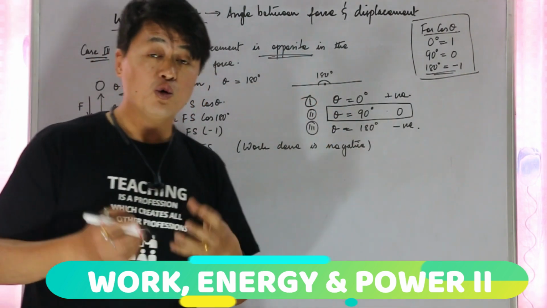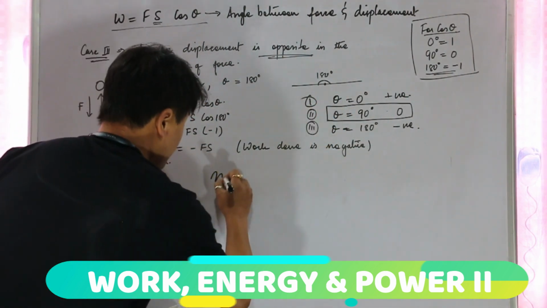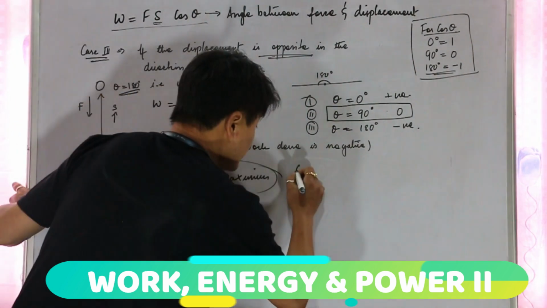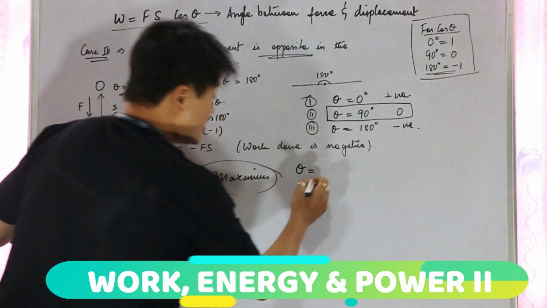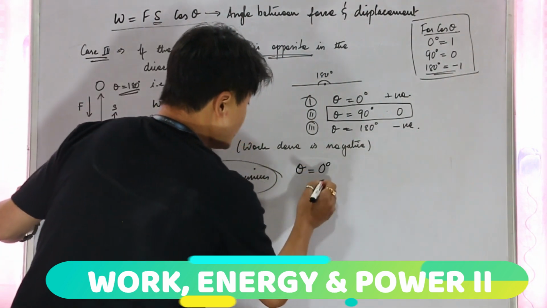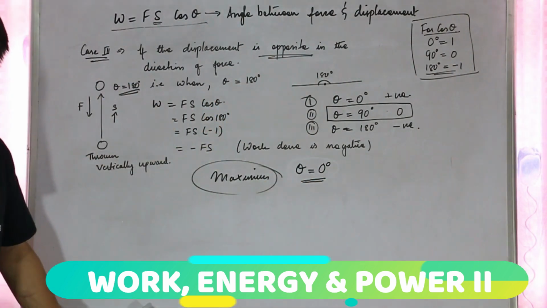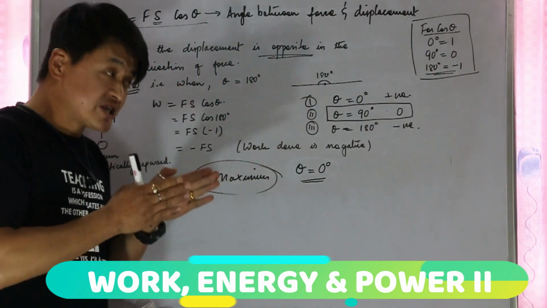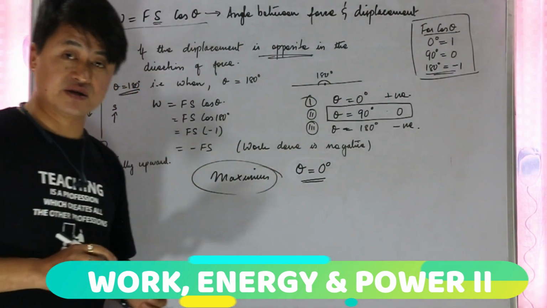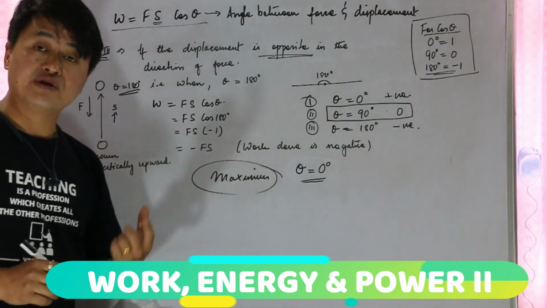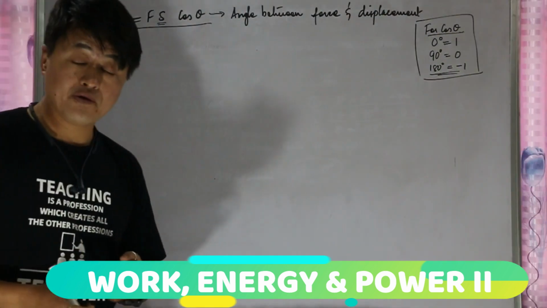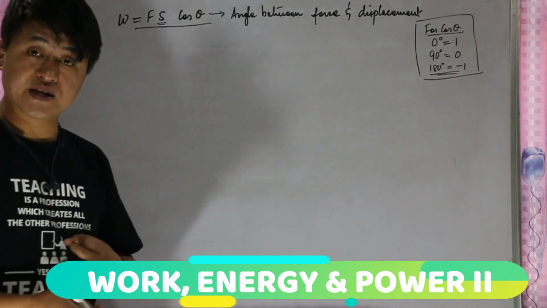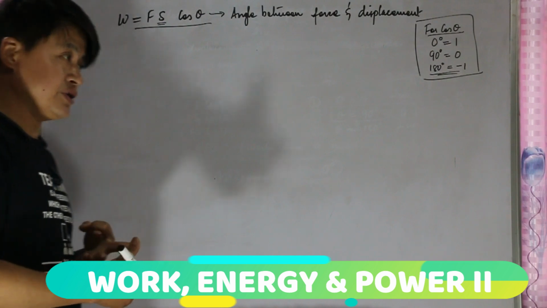Also, we have to know when the work done is maximum. When the angle between the force and the displacement is 0 degrees, we can say that the work done is maximum. That means when the force and the displacement are along the same direction, at that time the work done will be maximum. So far we have learned when the work done is positive, negative, and 0.